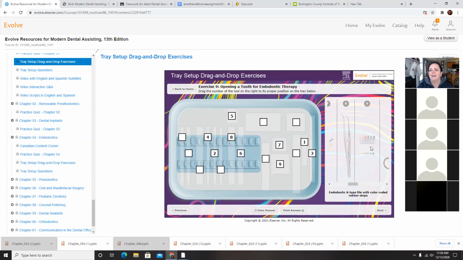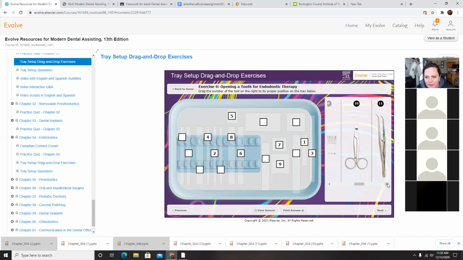Which teeth are going to need the largest size files? A molar. Molars and anterior maxillary. Okay. Because you've seen the canals on the anterior maxillary, right? They're pretty big. Scissors. These scissors are going to be used for what in endo?